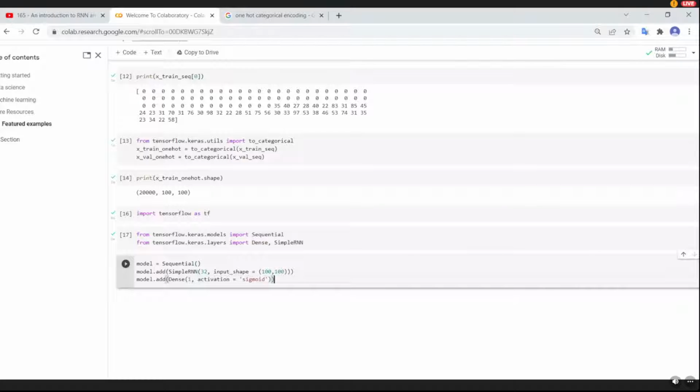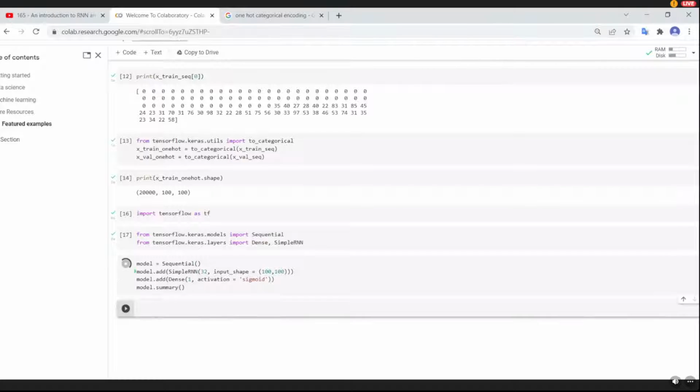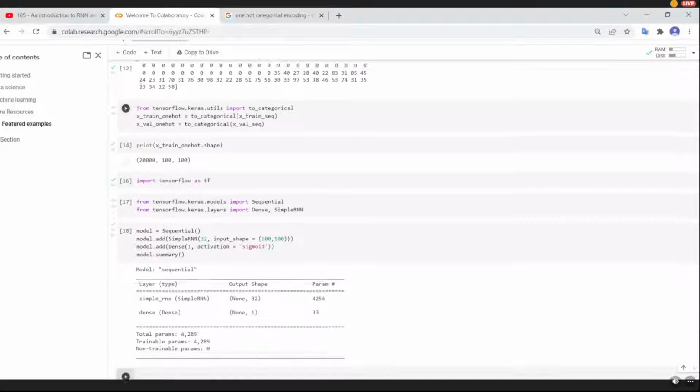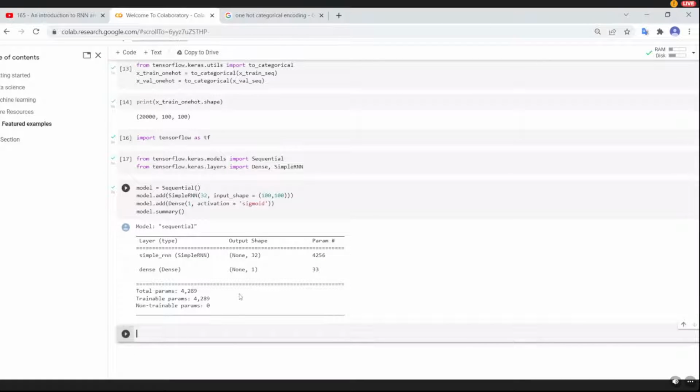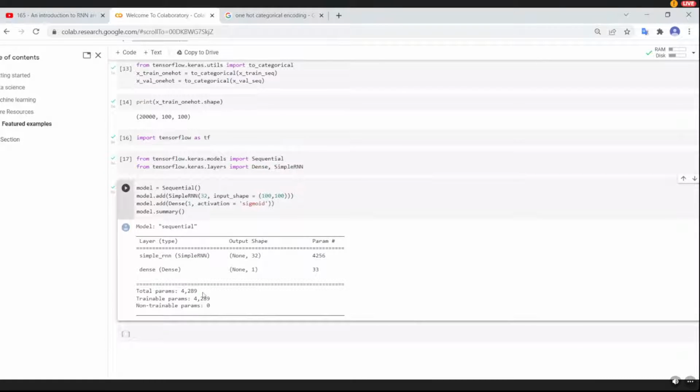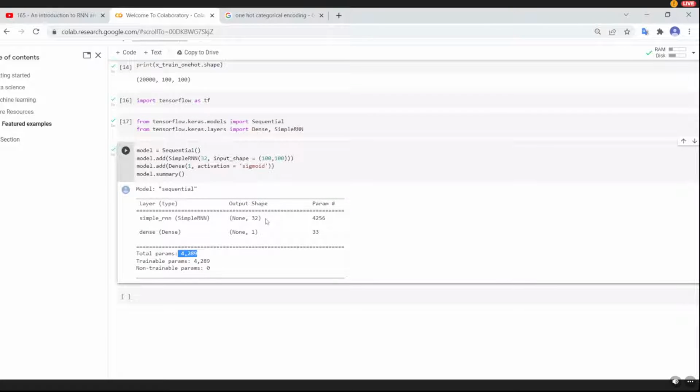model.summary. This is what it looks like. This is our own model, the RNN model, and we have a dense layer. So we have the total parameters.